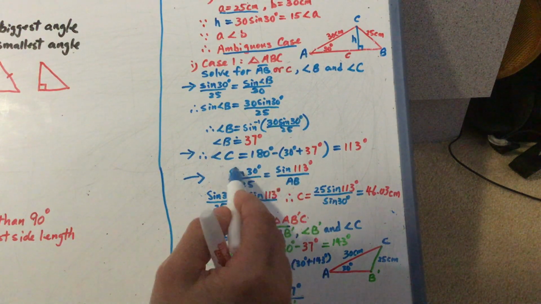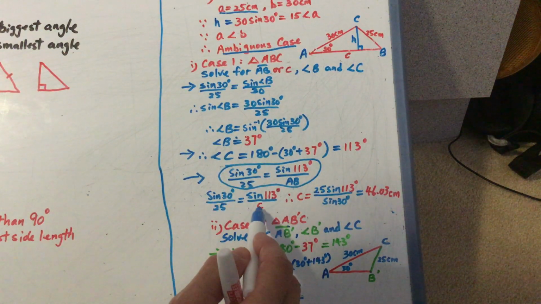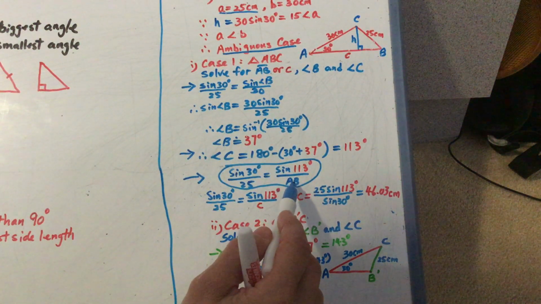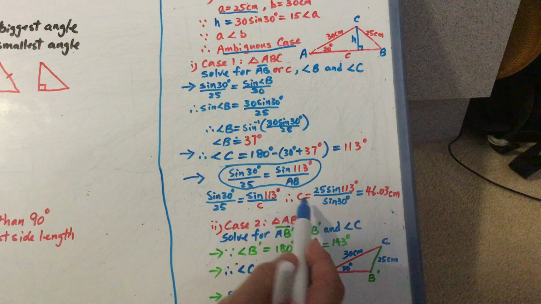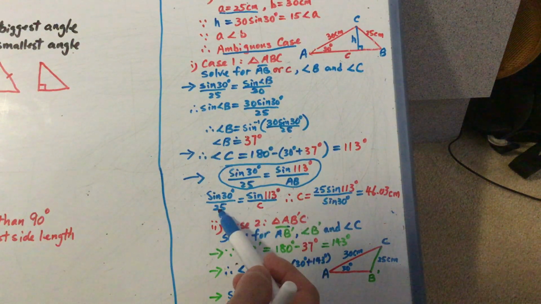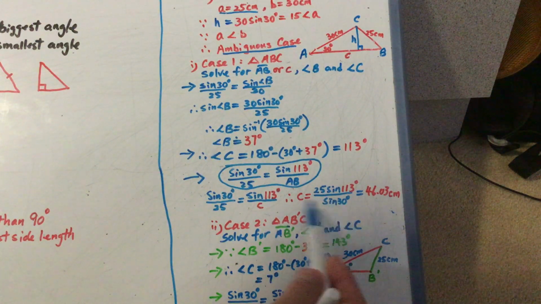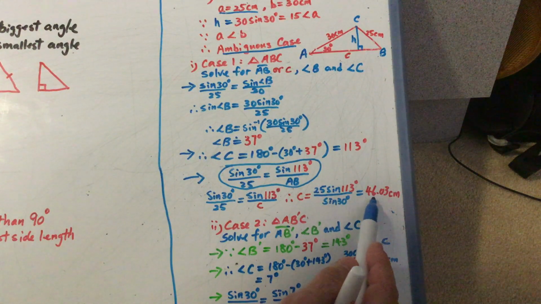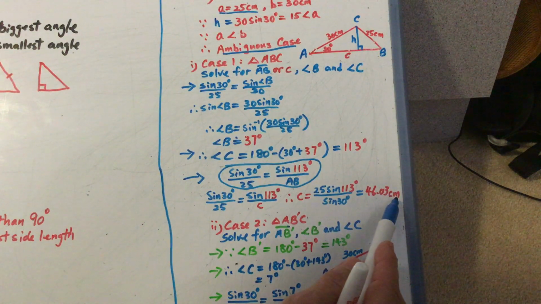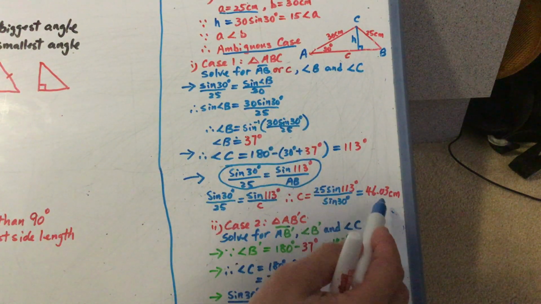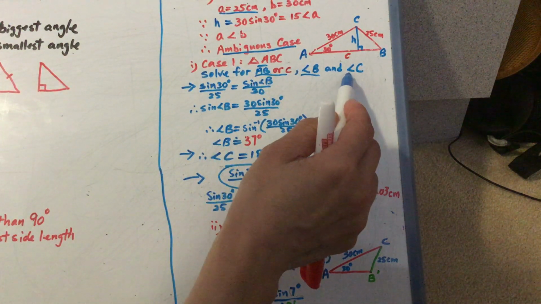Length C is the AB. Now, I'm going to rewrite this using C instead, because length AB is the same as the length C. So I'm just redoing the steps over here. When I solve for C, I just cross multiply. So I take 25 times the sine of 113 and then divide by the sine of 30. So I get the length C or length AB as 46.03 cm. Okay, so this is how I solve for the remaining length and the missing angle.